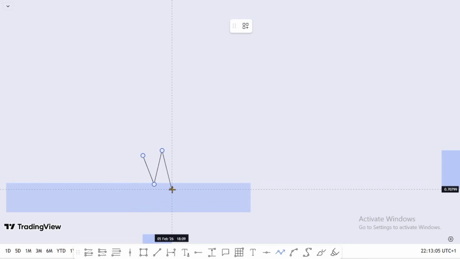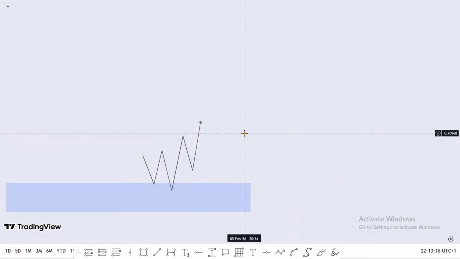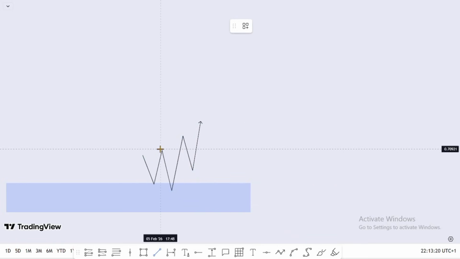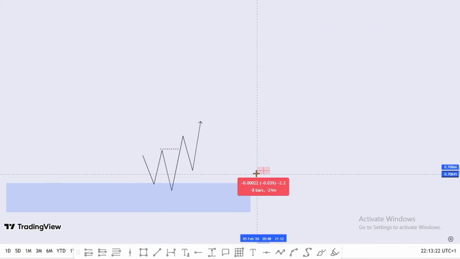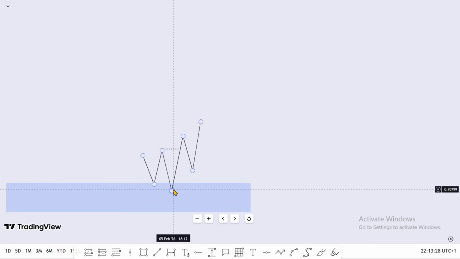We are looking for a shift in the 15 minutes time frame to confirm that price is about to respect this level. So what we are looking for is liquidity sweep and then this. So this is our confirmation that price has shifted structure. Price is currently respecting this key level. This is our confirmation that price is respecting this key level.